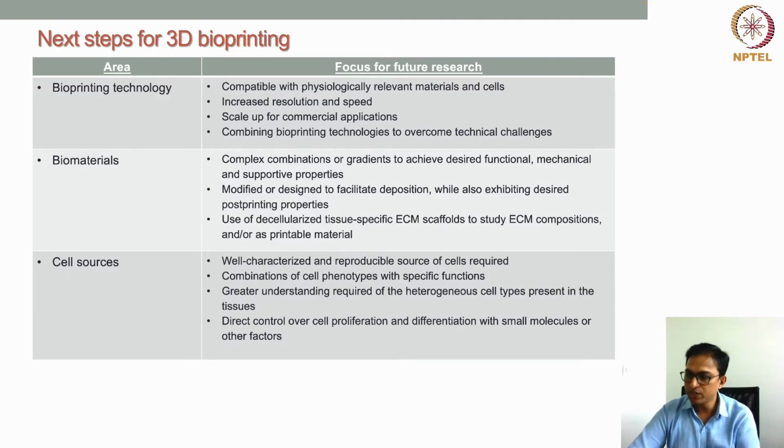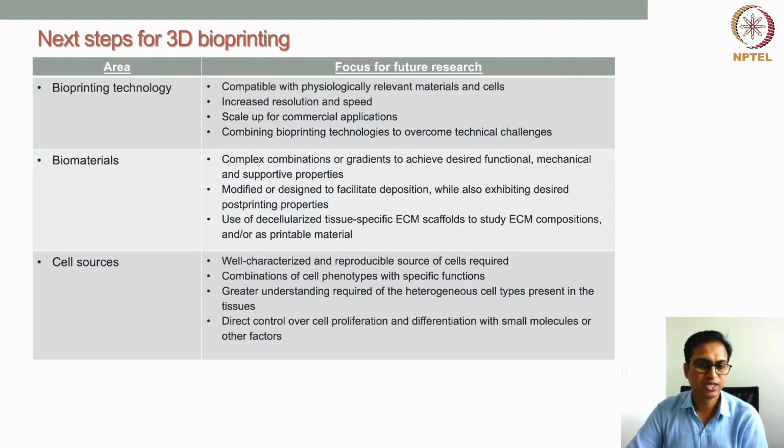By printing, we also have to come up with technologies or strategies for how we can pattern biomaterials, how we can use different types of biomaterials within the printed structure, how we can generate gradients and different types of architectures with different biomaterials. Also, can we use a complex combination of biomaterials to mimic the chemical composition of that particular tissue or organ structure, so that we can generate different functional, mechanical, and supportive properties? This is where we have to use the biomimicry approach.